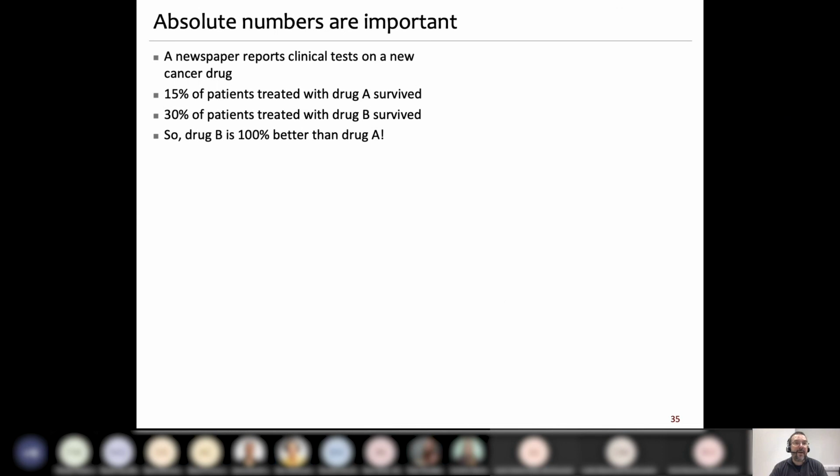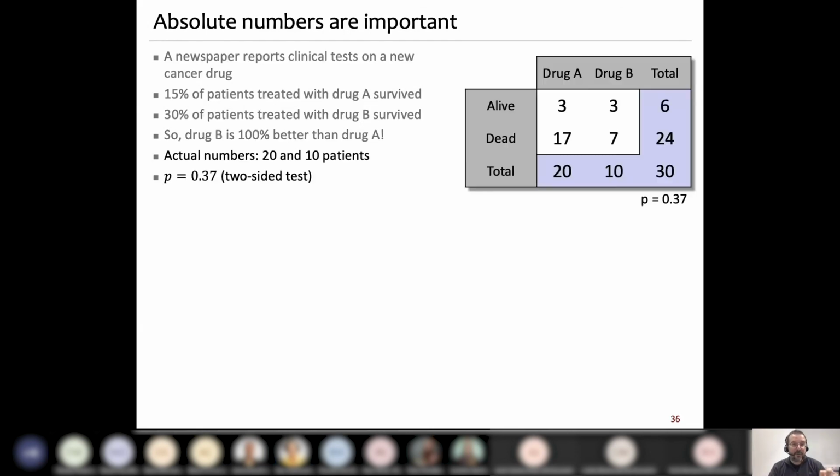Absolute numbers are very important in contingency tables and Fisher's test. Consider a report in a newspaper where they report the clinical test results of a new cancer drug, and they say, oh, 15% of patients treated with drug A survived, while 30% of patients treated with drug B survived. Excellent. Drug B is 100% better than drug A. That will be typical reporting in a newspaper. However, you miss a very important thing. You miss actual numbers here.